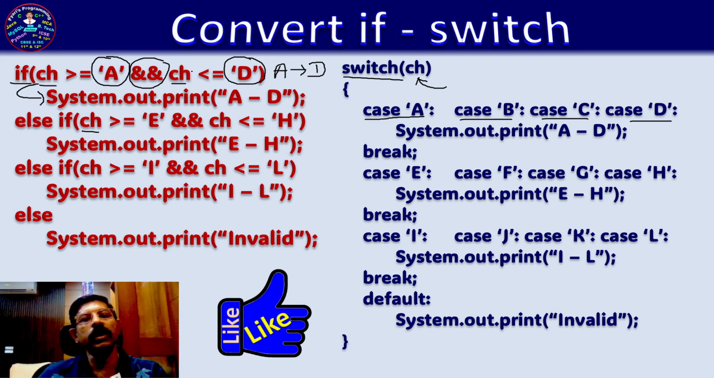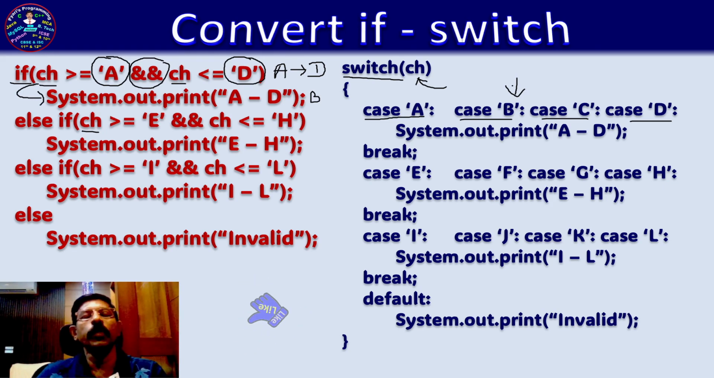Ch is less than equals to d, true. That means for b it is also working. So that's why I'm putting case b over here without any break. That is the fall through mechanism.